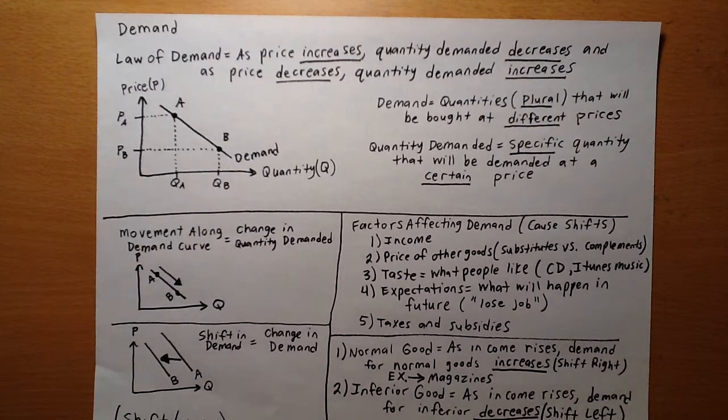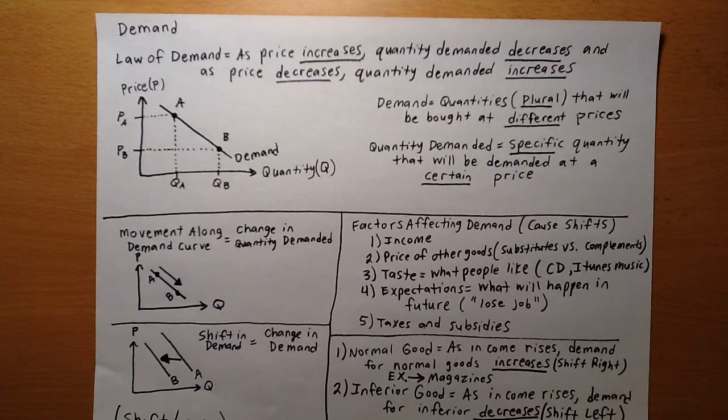So, let's say I'm looking at my demand curve for Coca-Cola. If the price of Pepsi decreases, I'm going to buy Pepsi instead of Coke. So my demand curve for Coke shifts to the left because at any price I'm going to buy less Coke, because I'm just going to buy more Pepsi because it's cheaper.